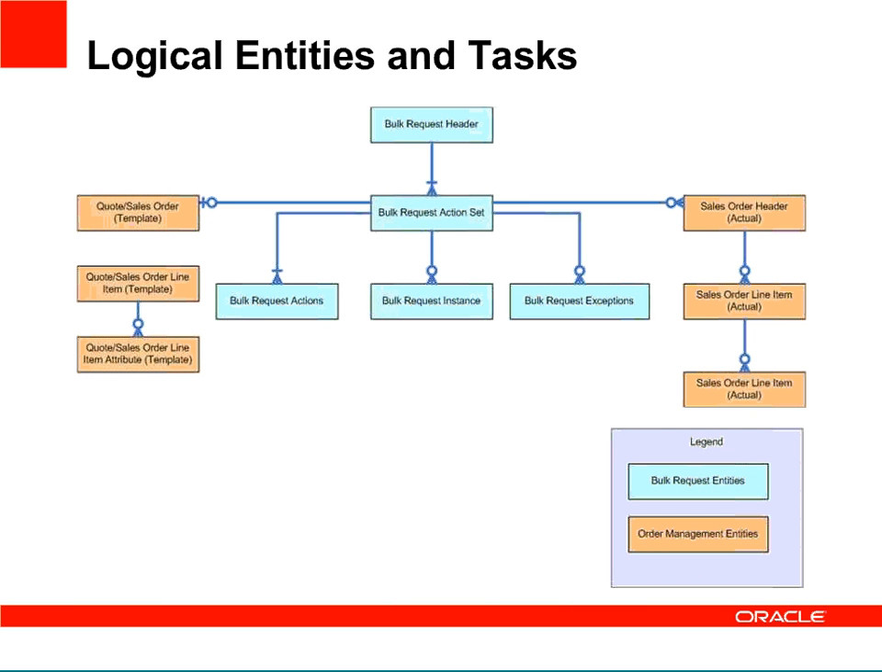As discussed earlier, new objects have been introduced for bulk request. It also uses the existing asset-based order infrastructure. This slide shows the different entities which are used for bulk orders. The ones in blue are the new entities for bulk orders, and the ones in orange are the existing order entities. The blue ones include bulk request header, bulk request action set, bulk request actions, instance, and exceptions.